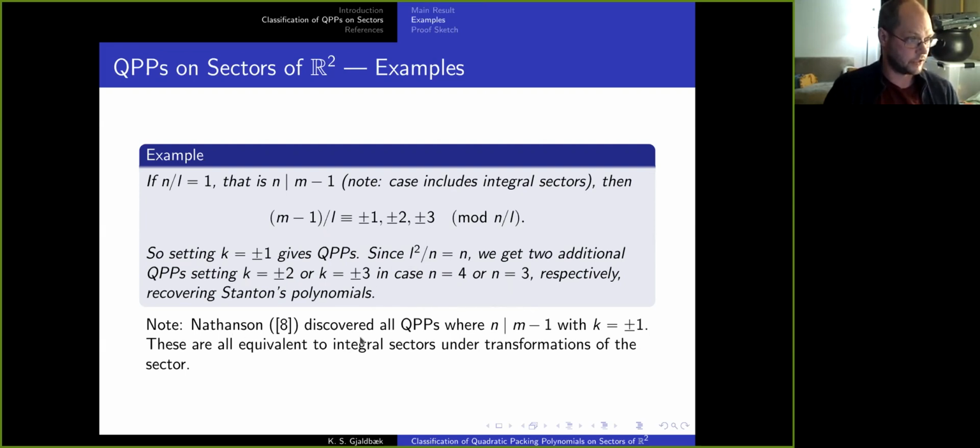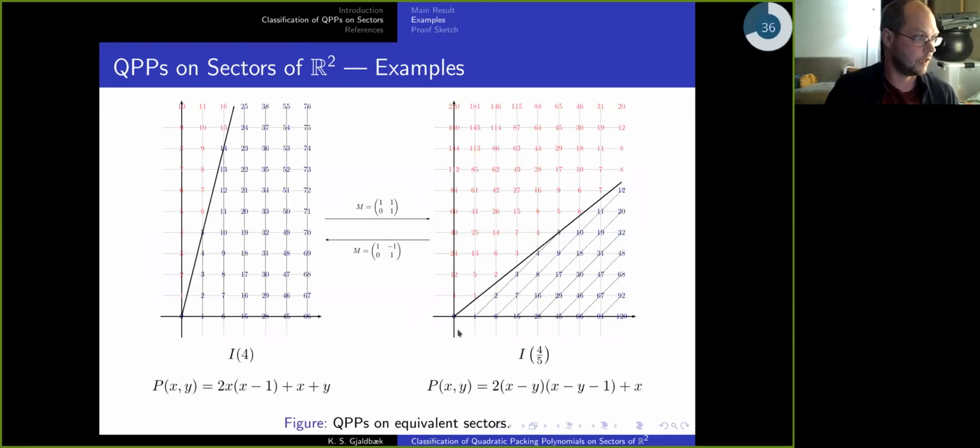Now, Nathanson does actually discuss sectors where n divides m minus 1 in the case k equals plus or minus 1. These cases are all equivalent to integral sectors. Here is the k plus 1 polynomial with alpha equals 4, and a similar transformation as the one we saw earlier shows that this is equivalent to the sector 4 over 5, and we can continue. It's also equivalent to 4 over 9, 4 over 13. You can keep adding 4 to the denominator.